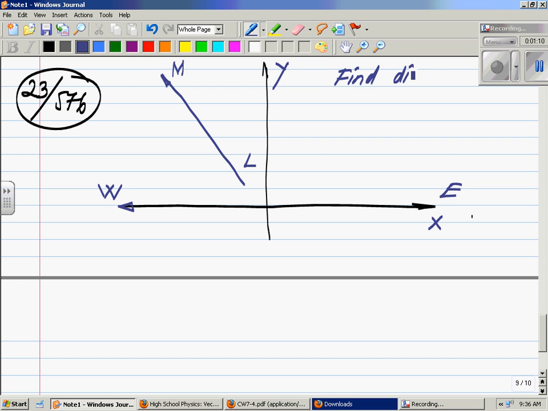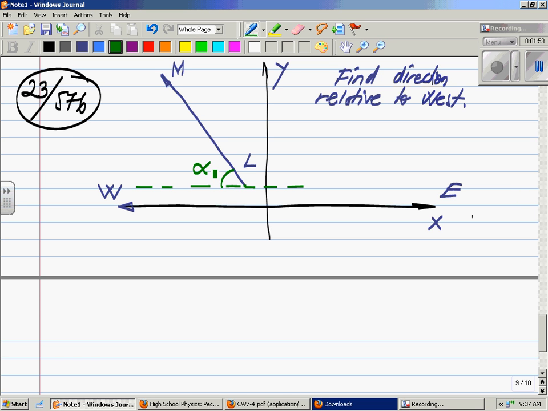Find direction relative to west. What is that actually requiring you to find? When it says find direction relative to west, it is asking you to find the angle that your vector here makes with a line that is parallel to the west direction, right? East-west direction, if you want. And this is the angle that we're looking for.